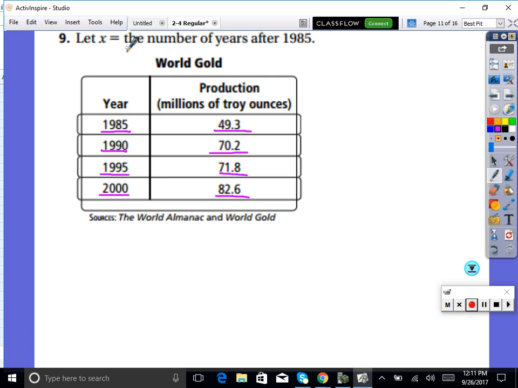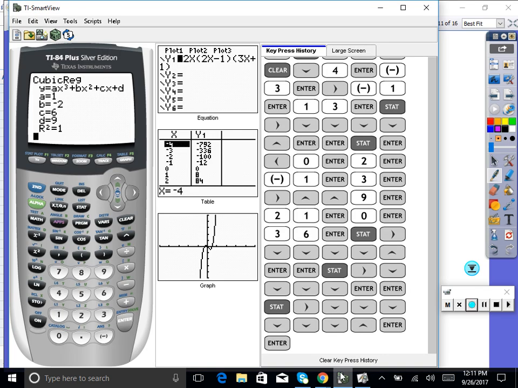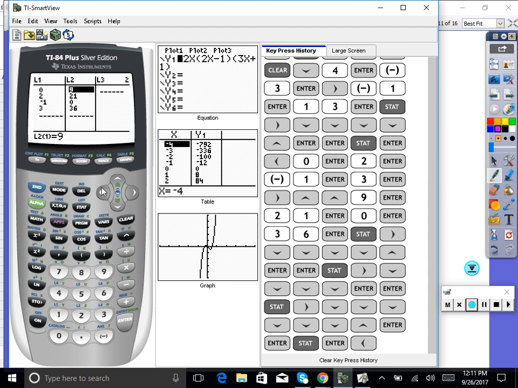It says, let X be the number of years after 1985. So how many? This is X, this is Y. How many years after 1985 is 1985? 0. How about 1990? 5 years after 1985, 10, 15. So we've got to use the correct X value. So go to your calculator. We're doing number 9. Type it in. Go to Stat Edit. And list 1, type in those X values. So it was 0.